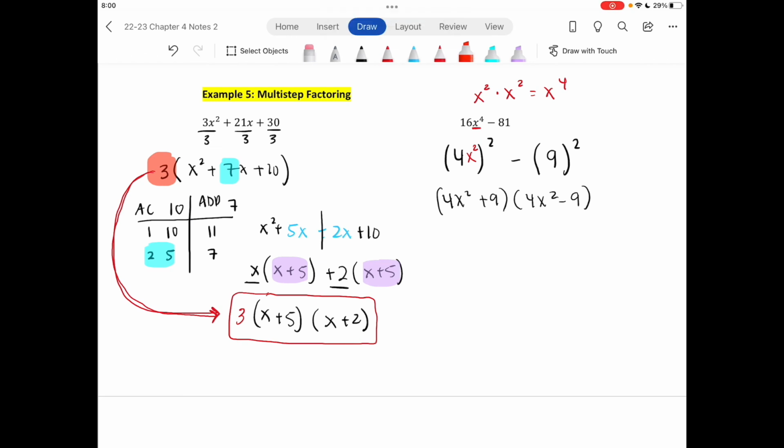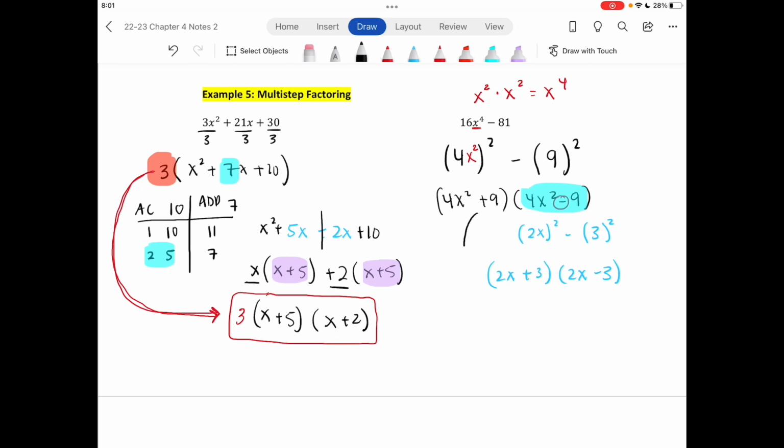Well, let's look at this again. In the first set of parentheses, we have plus 9, so we can't use difference of squares here. But in the second set, we have subtraction. Let's see if we can apply the difference of squares again with our second set of parentheses. 4x squared can be written as 2x squared, and we're subtracting 9, well, that's the same thing as 3 squared. So we can apply difference of squares again. We're going to have 2x plus 3 times 2x minus 3. And that all came just from that second set of parentheses.